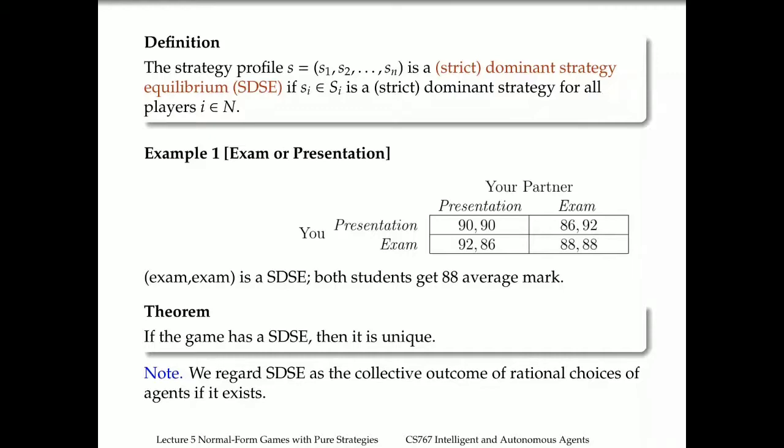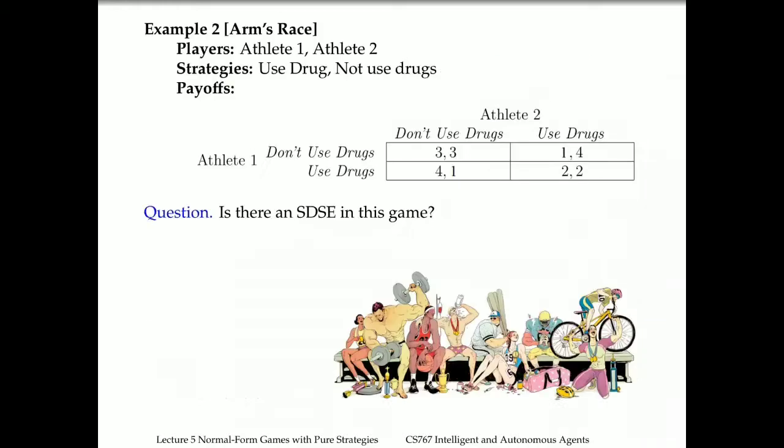Also, if the game has a strict dominant strategy equilibrium, then that equilibrium is unique. So if there is one, then that's the only outcome that we want to predict. So we regard the DSE as the collective outcome of rational choices of agents, if it exists.